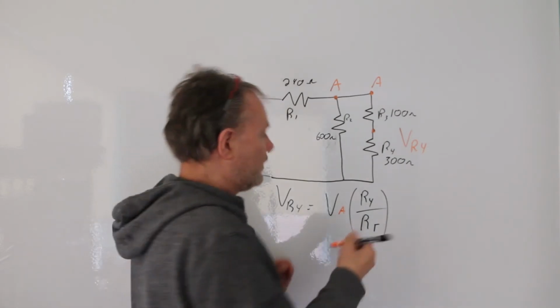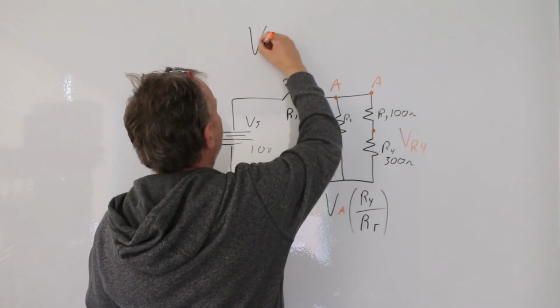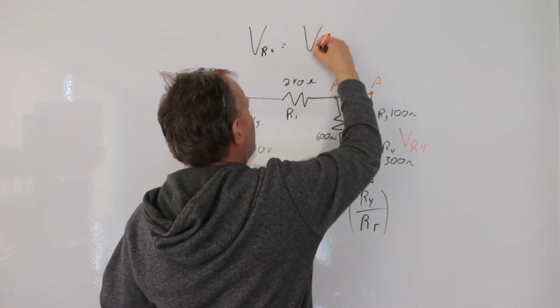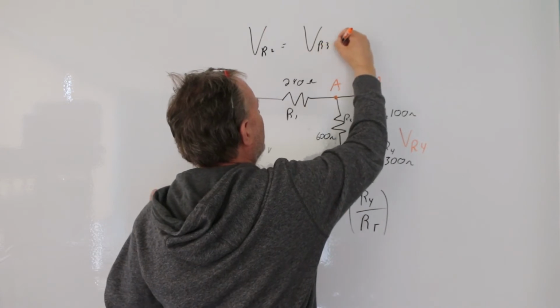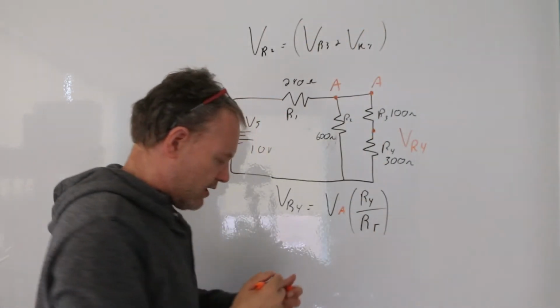Or more specifically, let me write this down. I can say that VR2 equals VR3 plus VR4. Are you okay with that?